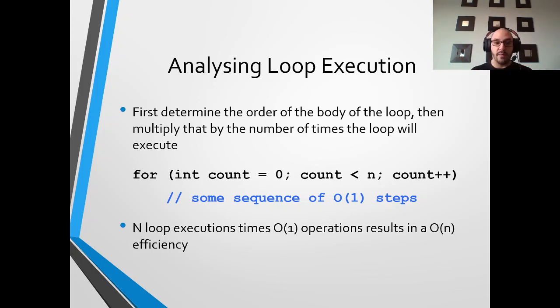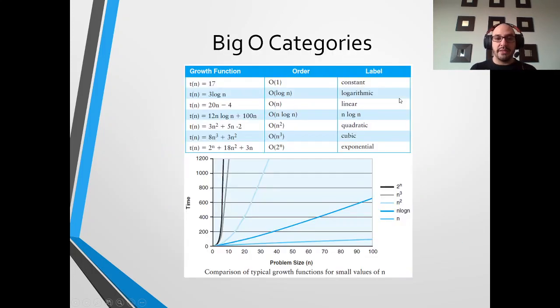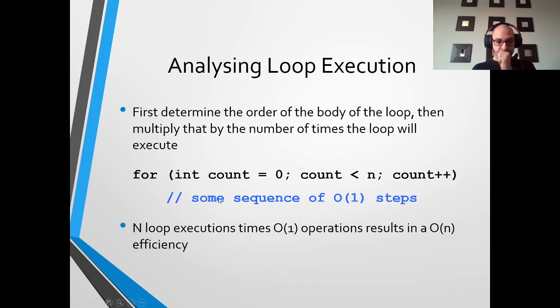Now, inside the for loop, there is some sort of sequence of O(1) complexity. Let's remember very quickly, O(1) complexity is my constant complexity. It's a complexity that doesn't depend on the size of the input. The bigger the input is, it doesn't make any difference, the time is always the same. So in this case, I have some sequence in here that always takes the same amount of time regardless of the size of n.